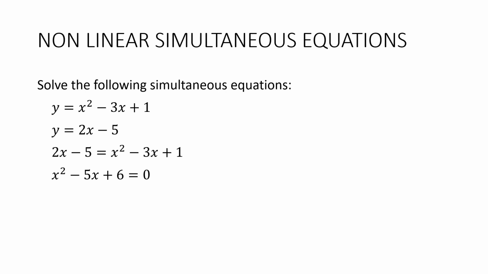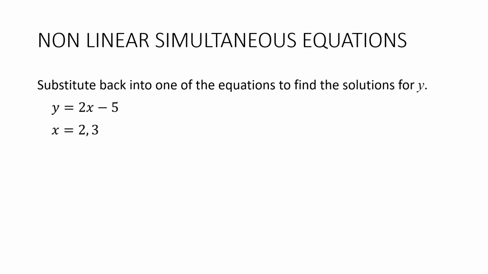Now assume that you're going to be able to factorize this. And we can, can't we? It's x minus 2 multiplied by x minus 3. So x is either equal to 2 or 3. Now we're not finished because we haven't got any y coordinates. We need to substitute x back into here to get the y coordinate, and then substitute 3 back into here to get the y coordinate.